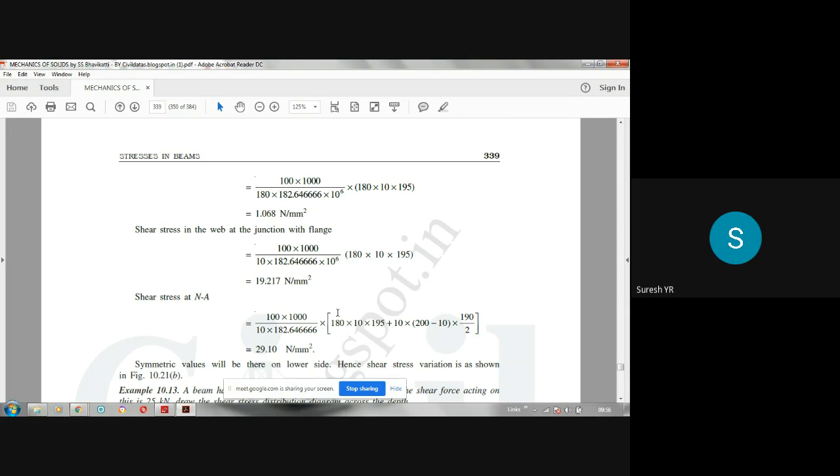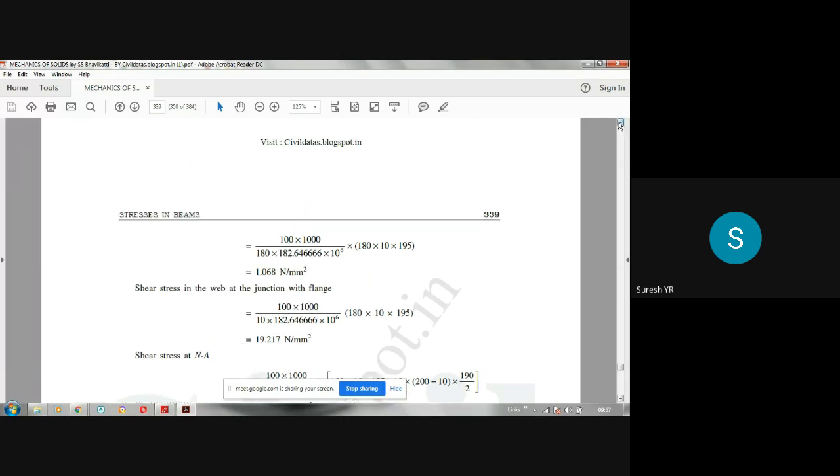So what we have done is, A into y bar we have written for flange and web separately and we have added. This is how we have to do. So area of the flange into distance of CG of flange from the neutral axis, plus area of web above the neutral axis into distance of CG of web above the neutral axis from the neutral axis. Okay, that is the thing. So if you simplify this, you will get this much. This is the maximum value of shear stress which occurs at the neutral axis.